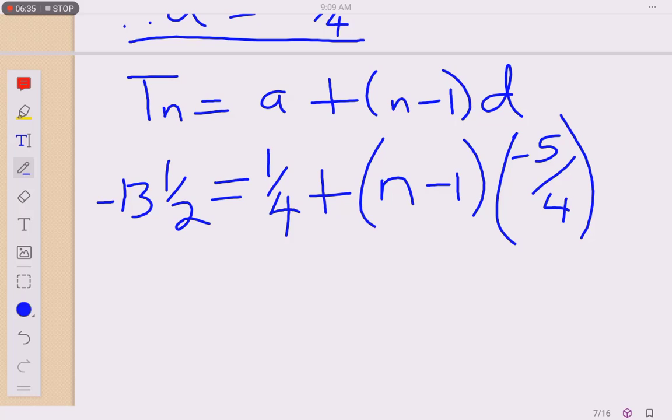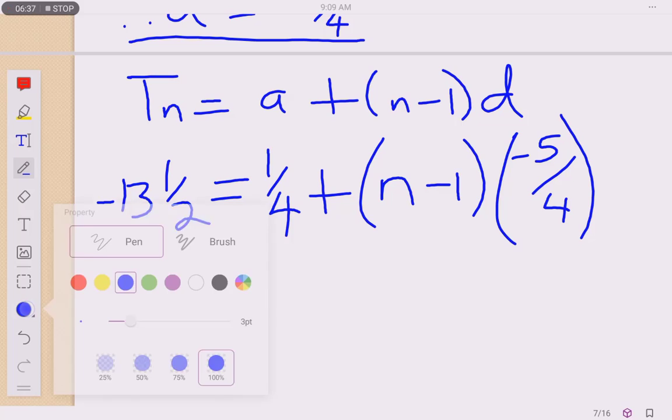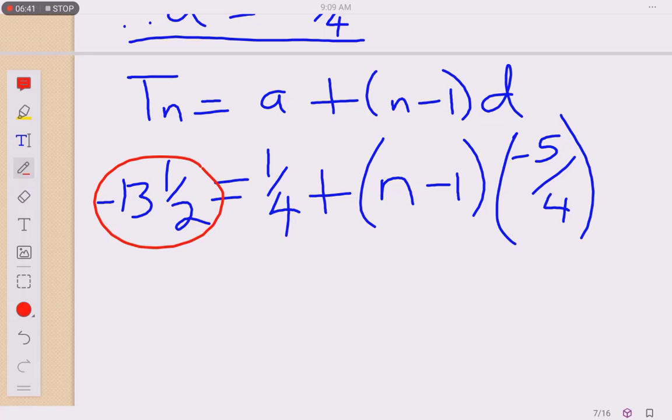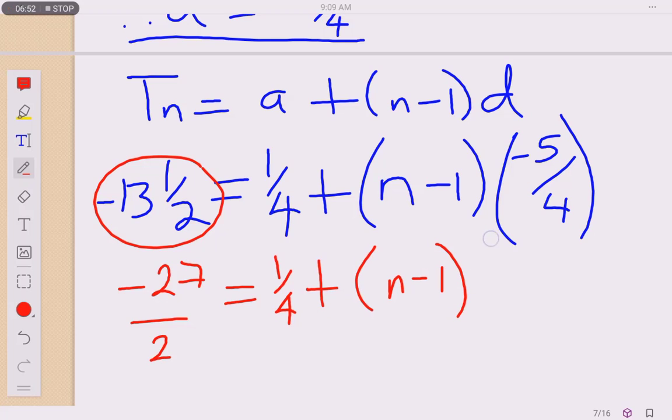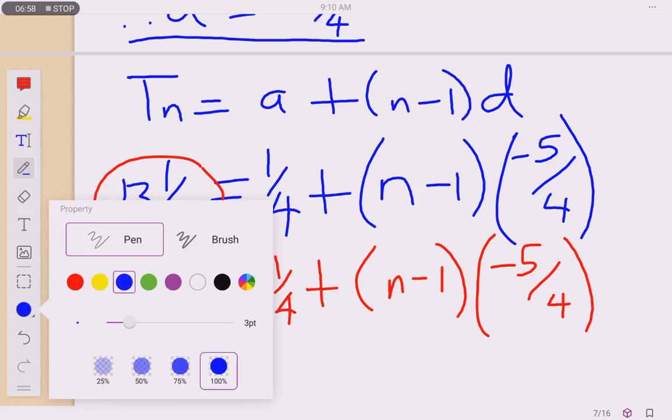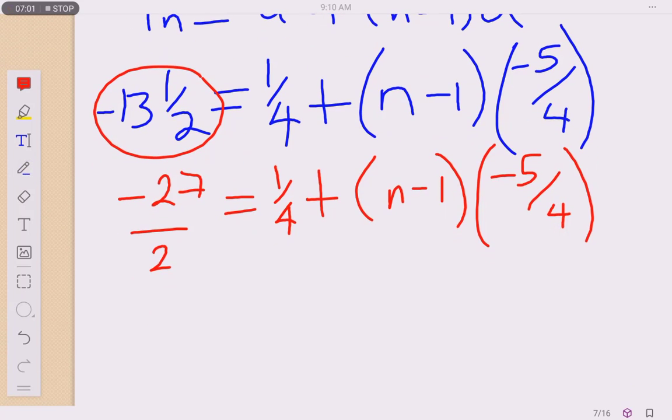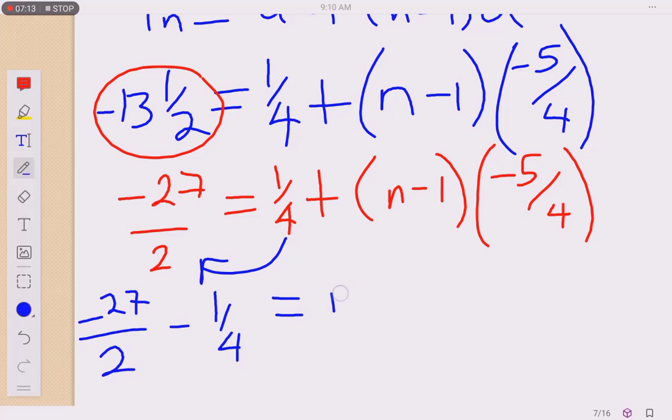What I can do for this one, I can write -13.5 as an improper fraction, so I can have this as -27/2 equal to 1/4 plus (n - 1) times -5/4. This way I can simplify and write everything correctly. With that information, I'll take this 1/4 to this side. It becomes minus, so I'll have -27/2 - 1/4 equal to (n - 1) times -5/4.